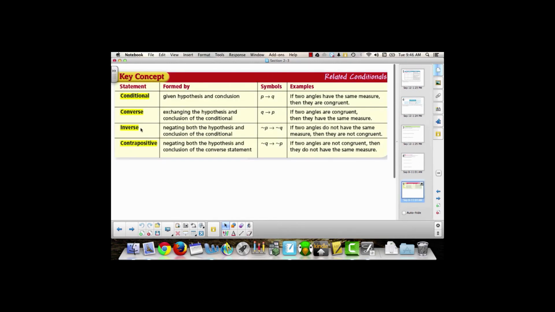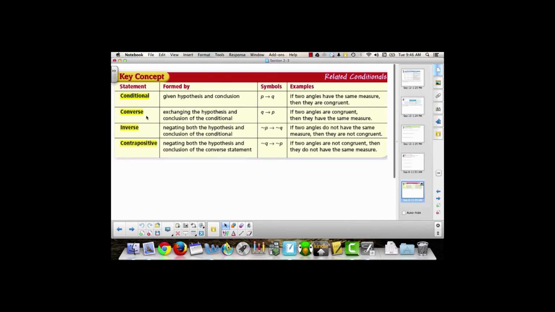There are three statements that are related to a conditional statement. All are also conditional statements. When I have my statement, if P, then Q, an example of that could be, if two angles have the same measure, then they are congruent. This is a true statement because there are no counterexamples to that statement. If two angles have the same measure, they are congruent because that's what congruent means.